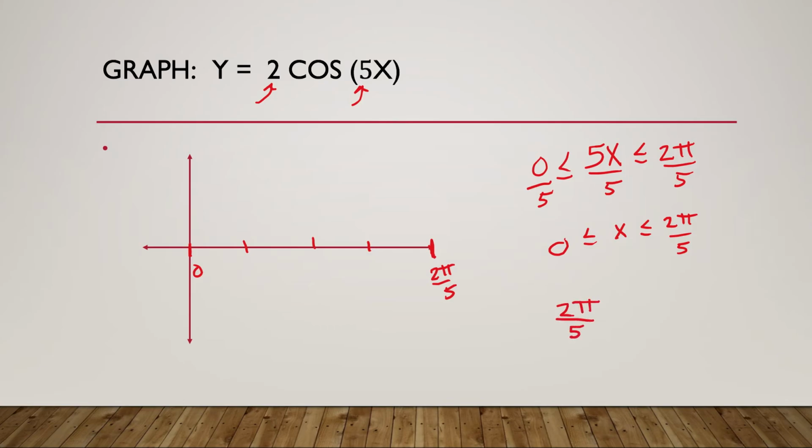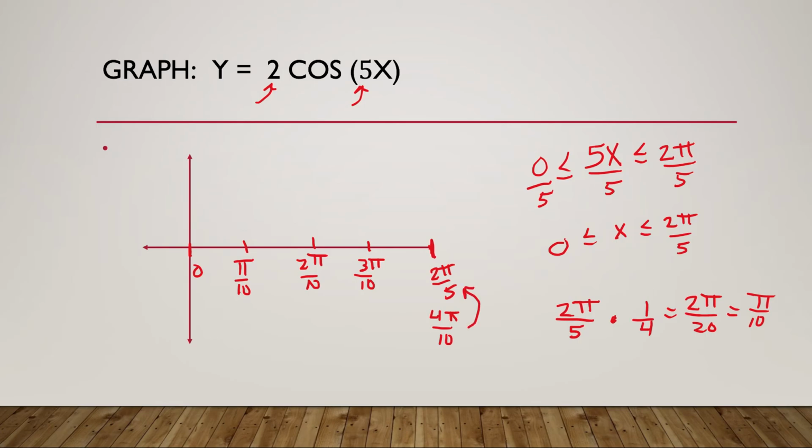Remember that dividing by 4, we keep, change, flip the 4 and multiply by 1/4. So we're going to have 2 pi over 20, which reduces to pi over 10. And then we count it off: 1 pi over 10, 2 pi over 10, 3 pi over 10, 4 pi over 10. The only reason I write this last one down is to check that 4 over 10 is actually equal to 2 over 5, which it is. If it's not, then you've made a mistake somewhere and you need to go back and find it.